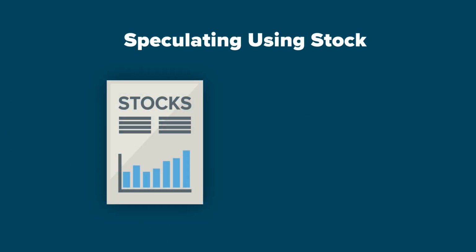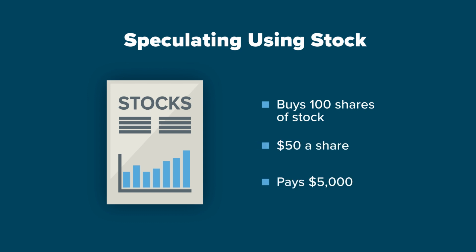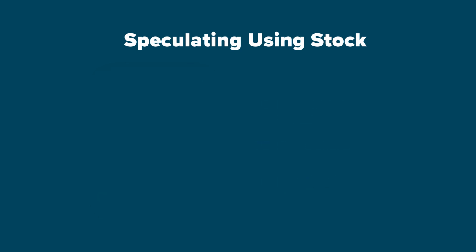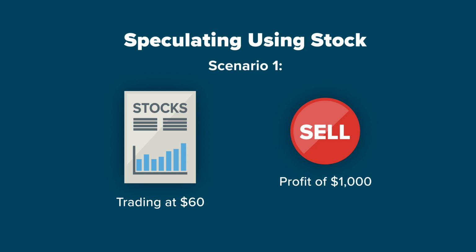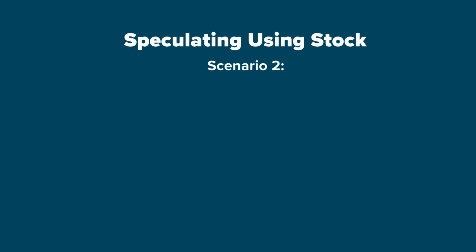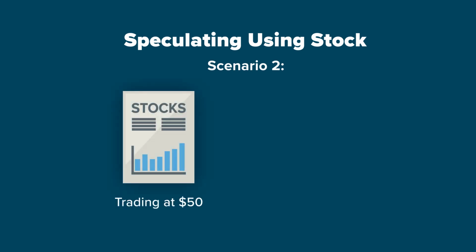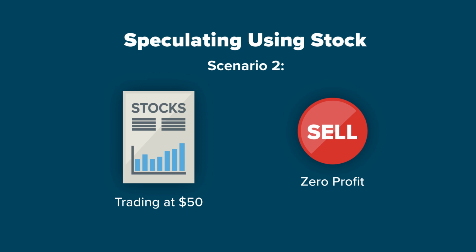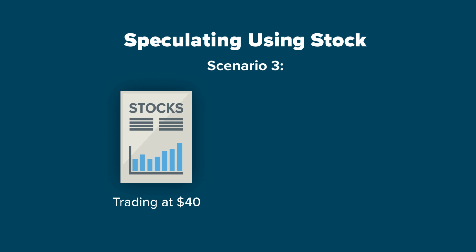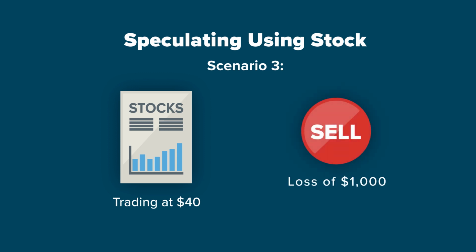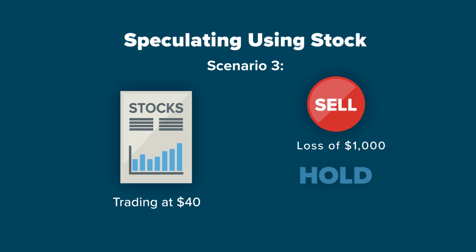Let's start with speculating using stock. The trader buys 100 shares of stock for $50 a share and pays $5,000. Scenario 1. In 2 months, ABC stock is trading at $60 and the trader sells, making a profit of $1,000. Scenario 2. In 2 months' time, ABC stock is trading at $50 and the trader sells for zero profit. Scenario 3. In 2 months' time, ABC stock is trading at $40 and the trader sells for a loss of $1,000. The trader could also hold on to their position for an unrealized loss of $1,000, but they would still own the shares.